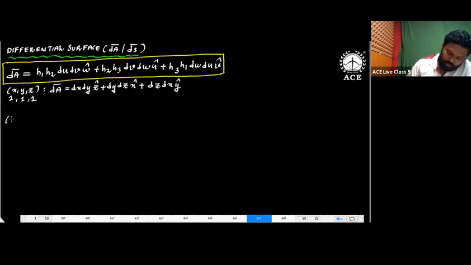Next, for the cylindrical coordinate system, rho comma phi comma z, scaling factors are 1 comma rho comma 1. dA is equal to multiplication of first two: rho d rho d phi z cap. Next two: rho d phi dz rho cap. Last two: dz d rho phi cap.